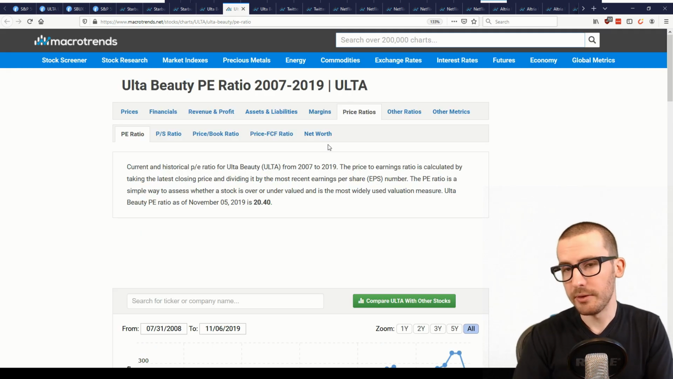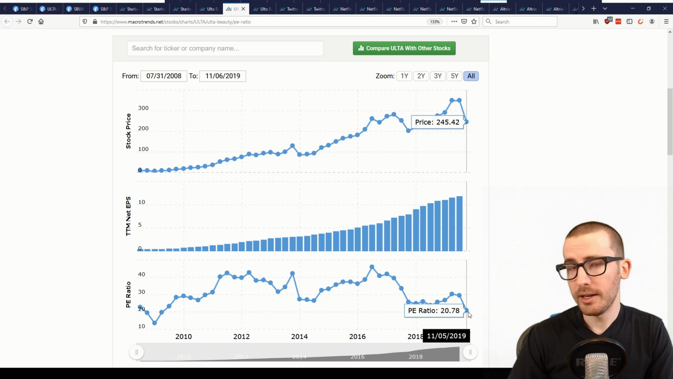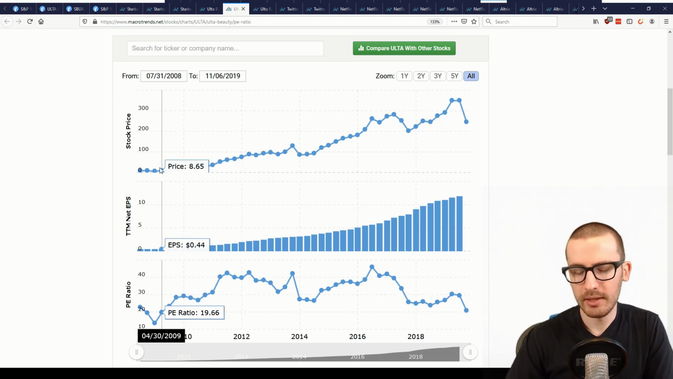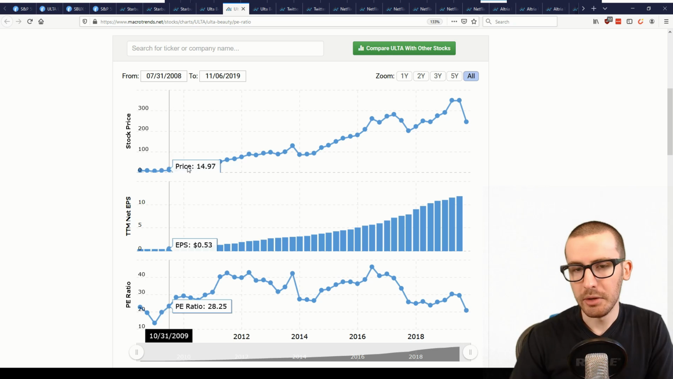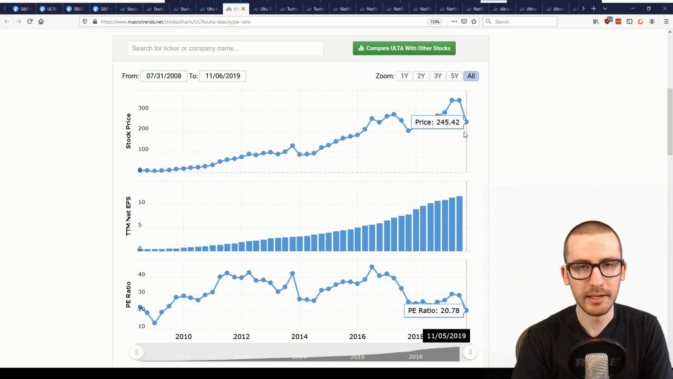To get a sense of the valuation, we can take a look at the price to earnings ratio over that period in time. And right now, Ulta is trading at the lowest price to earnings ratio since the Great Recession. Now, had you bought Ulta at a price to earnings ratio of 20, roughly what it is about now, back in 2009, you'd have returned well over 25 times your initial investment. Put that another way, a $10,000 investment 10 years ago would now be worth $250,000.